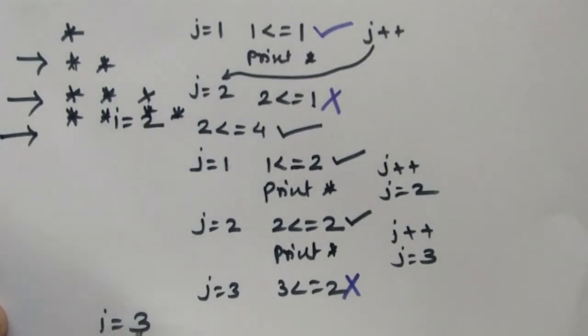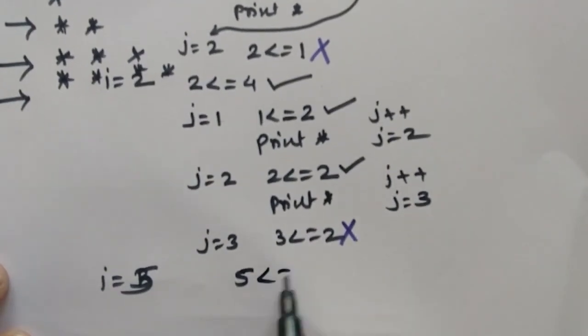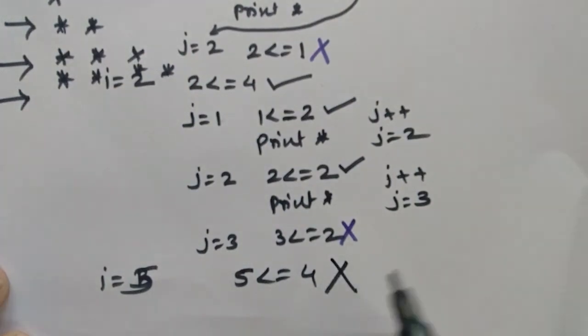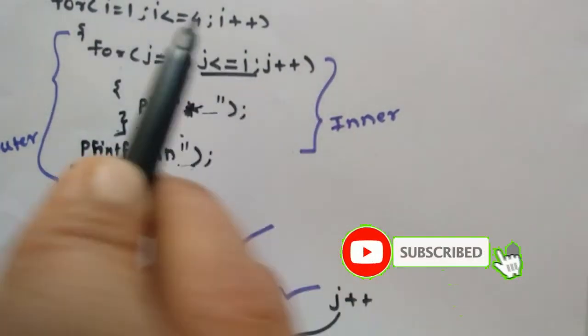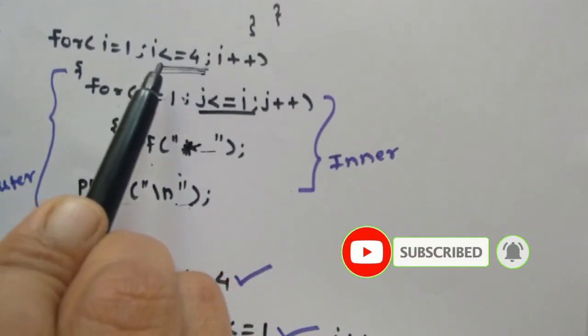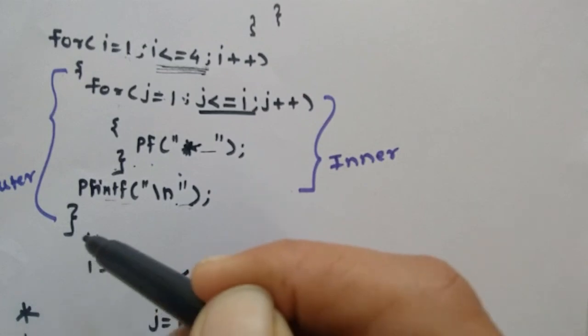And fifth, suppose I equals to 5. Then also we need to check: here we check 5 is less than equals to 4. It is wrong, it is false. So jump out from the outer loop also. When this condition becomes false, only then can you jump out from this outer loop.